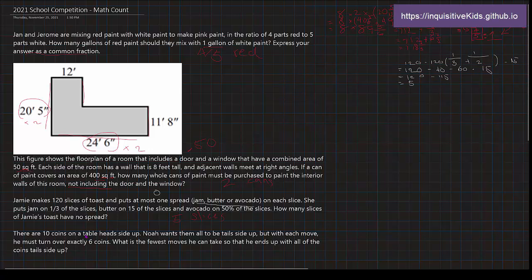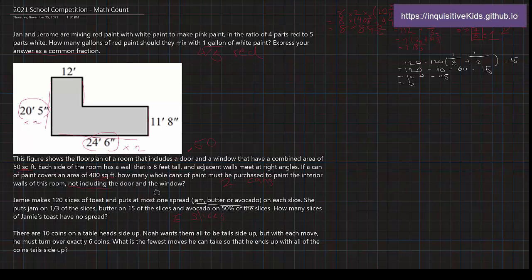All right, let's see. There are 10 coins on a table head side up. Noah wants all of them to be tail side up, but with each move, he must turn over exactly 6 coins. What is the fewest moves he can take so that he ends up with all of the tails side up?